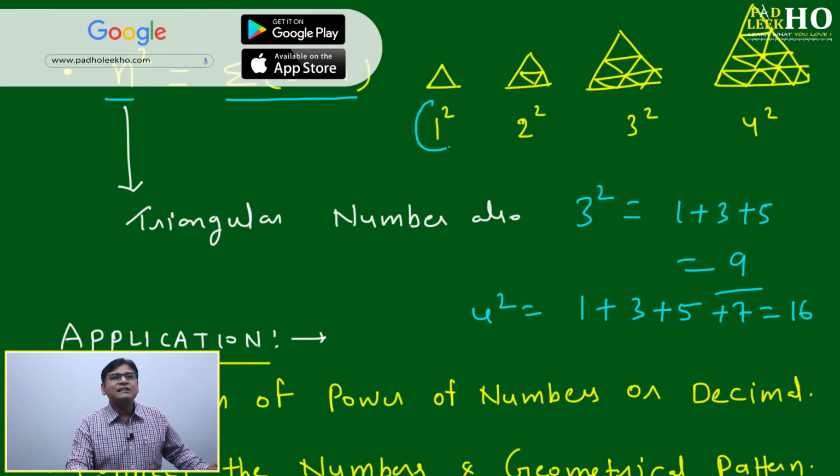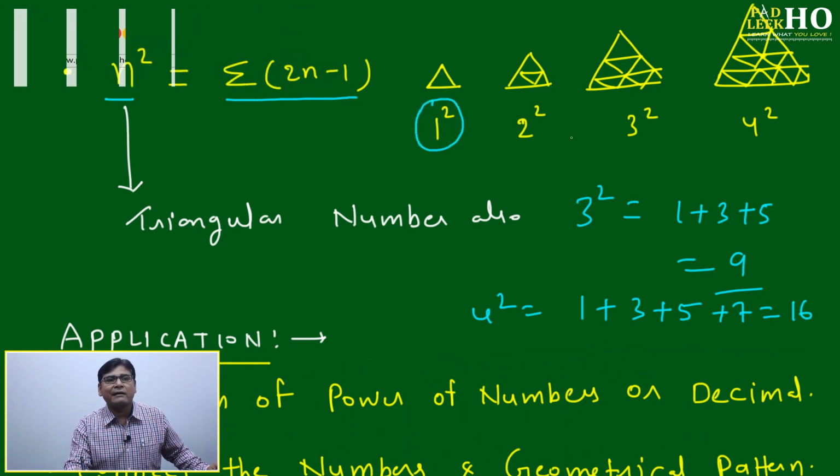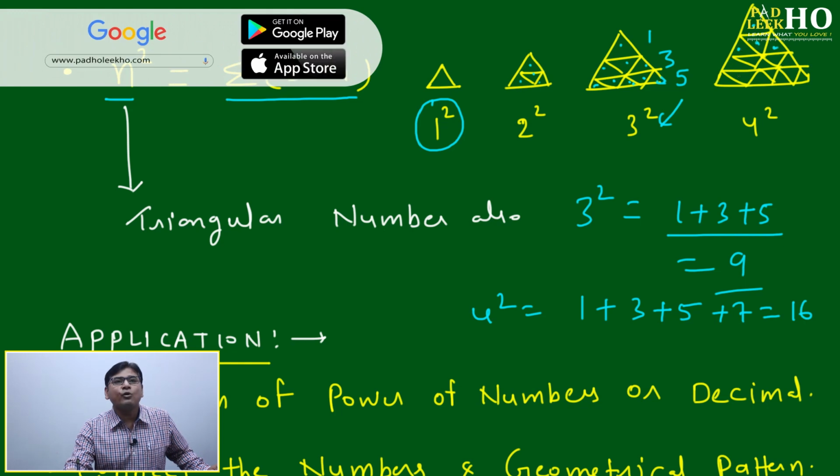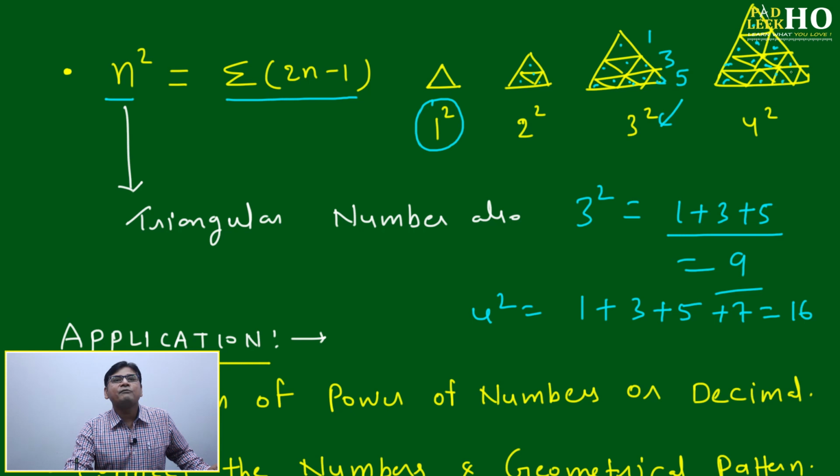Or we can represent it in a triangular way. 1 square is like 1 triangle. 2 square you can say 4 triangles: 1, 2, 3, 4. And 3 square you can represent as 1, 2, 3, 4, 5, 6, 7, 8, 9. It is 9. What is this? This is 1 triangle, this is 3 triangles, this is 5 triangles. If you add them, it will become 3 square. We know 1 plus 3 plus 5 is 9, and 9 is 3 square. Same way here, how many triangles? 1 to 16. Means you can say 1, 3, 5, 7.